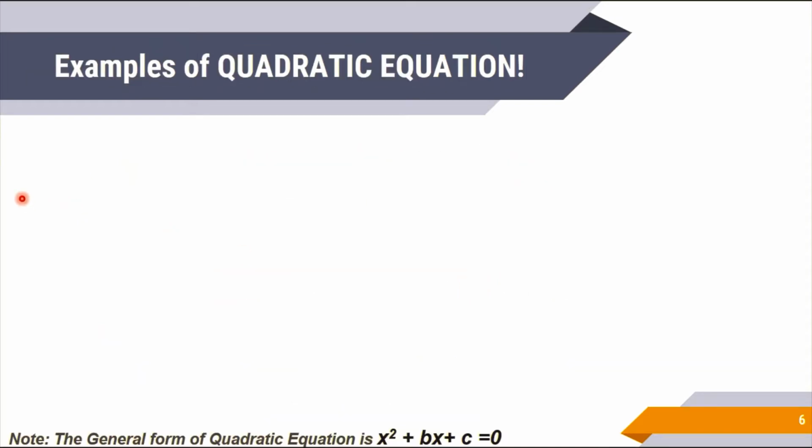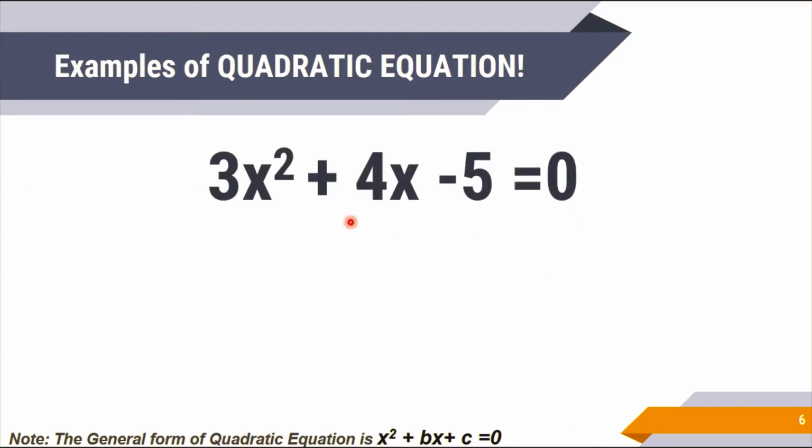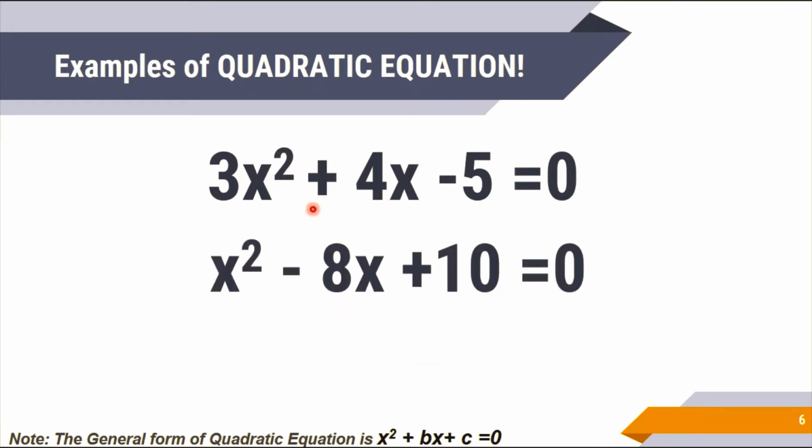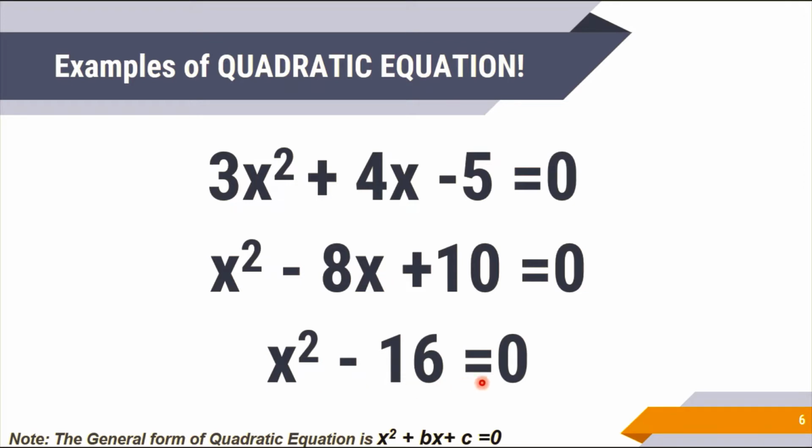So what are the examples of quadratic equations? We have 3x squared plus 4x minus 5 is equal to 0. Okay, so as you can see, the highest exponent here is 2. Okay, and then we have also x squared minus 8x plus 10 is equal to 0. And x squared minus 16 is equal to 0. So all those equations are in general form of quadratic equations.